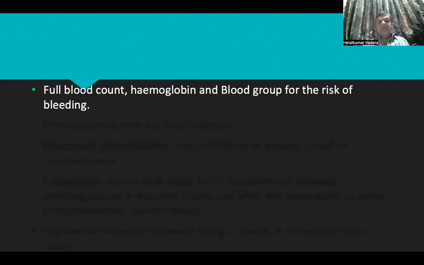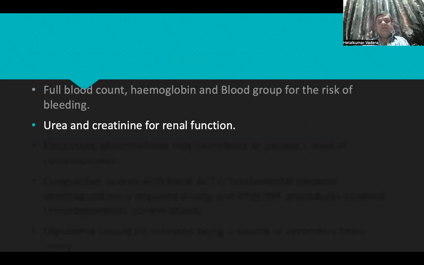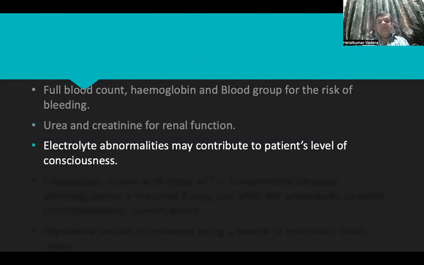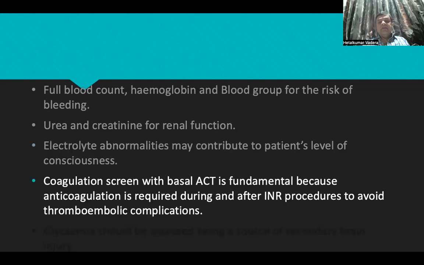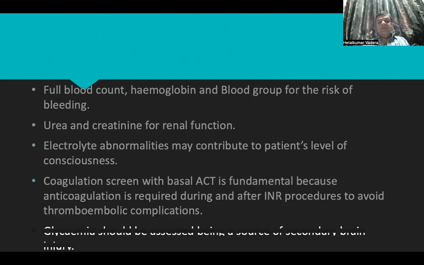Then after looking at this, we should go for investigations whenever possible. We should go for full blood count, hemoglobin, and blood group in the patient for the risk of bleeding. Urea and creatinine are very important because we are going to use a lot of contrast material. Electrolyte abnormality may contribute to the patient's level of consciousness. Sometimes if the patient is hyponatremic, the patient is unconscious because of that. So we should look for it. Coagulation screening is fundamental because anticoagulation is required during and after these procedures to avoid thromboembolic complications. So we should look for it.